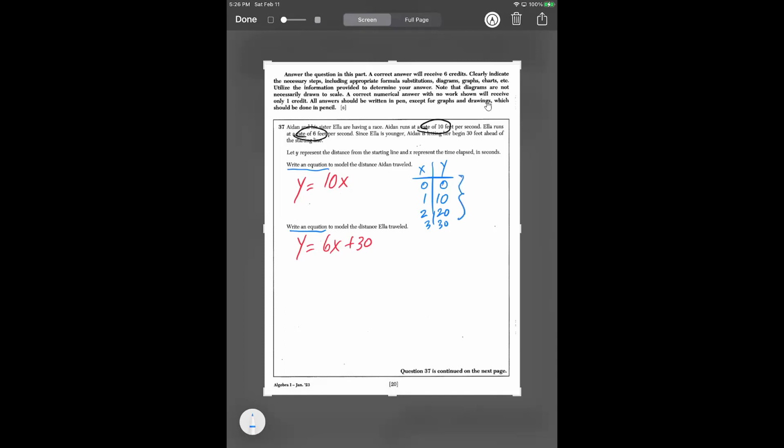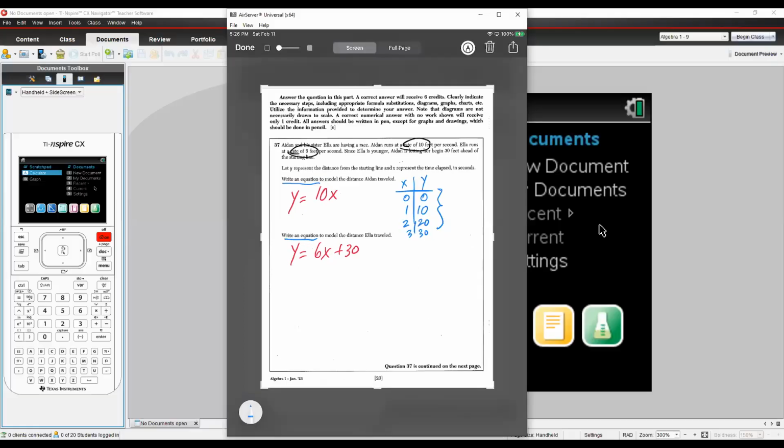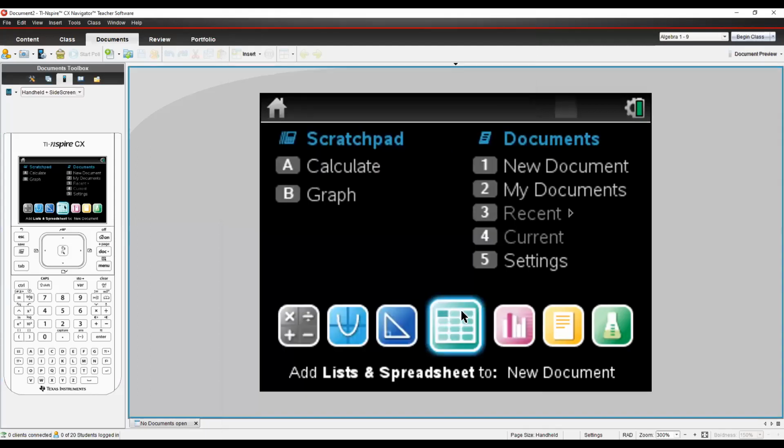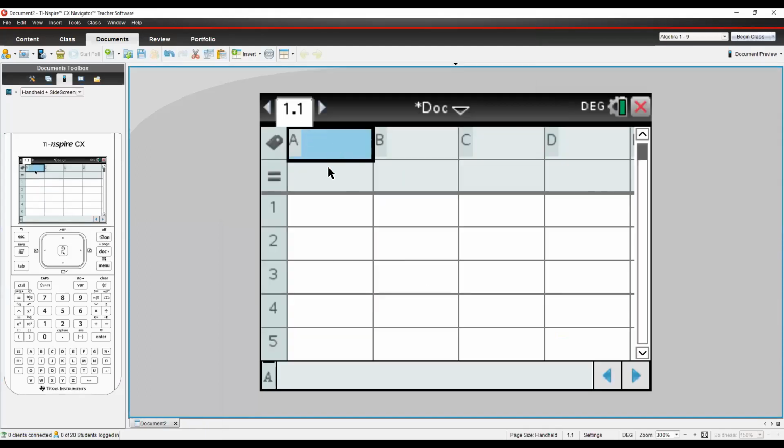Now, from this table, I'm going to use the calculator. We're just going to use the spreadsheet, and we're going to come up with the equation. So we can make this the x, we can make this the y. After 0 seconds, he's right at the starting line. After 1 second, he's 10 feet from the starting line. After 2 seconds, he's 20 feet from the starting line. It's supposed to be 20. And after 3 seconds, he's 30 from the starting line.